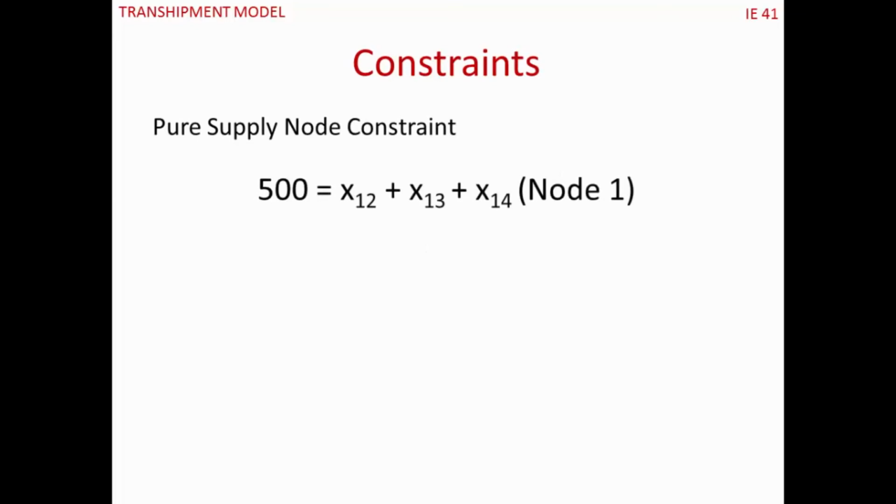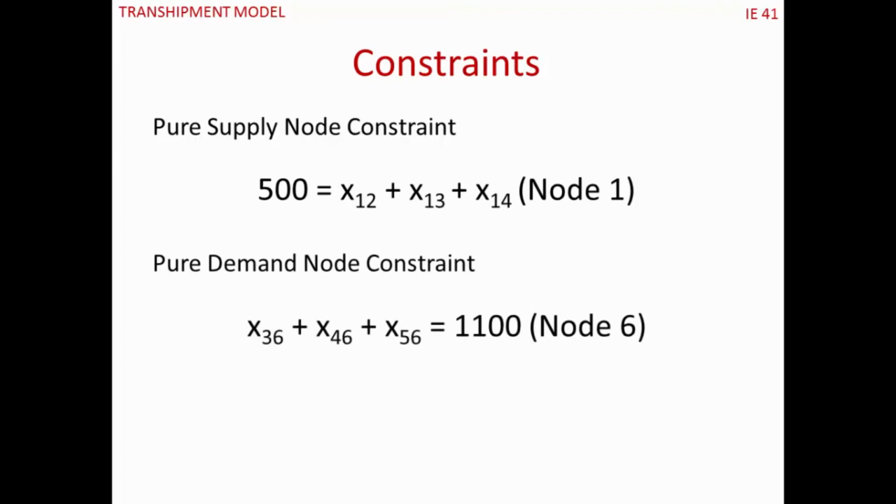500 = x12 + x13 + x14. Pure demand node constraint, node 6: x36 + x46 + x56 = 1100.